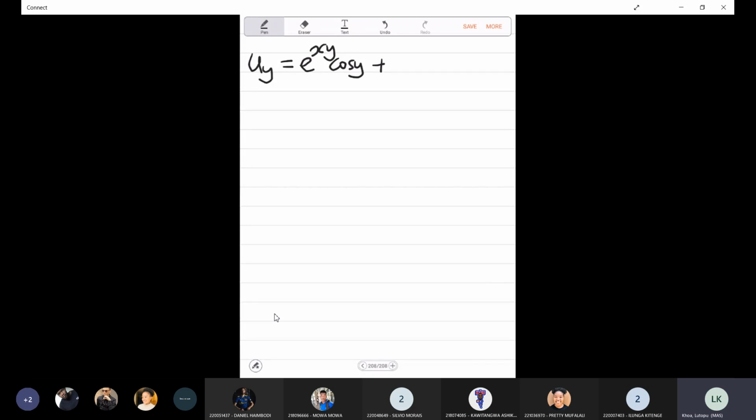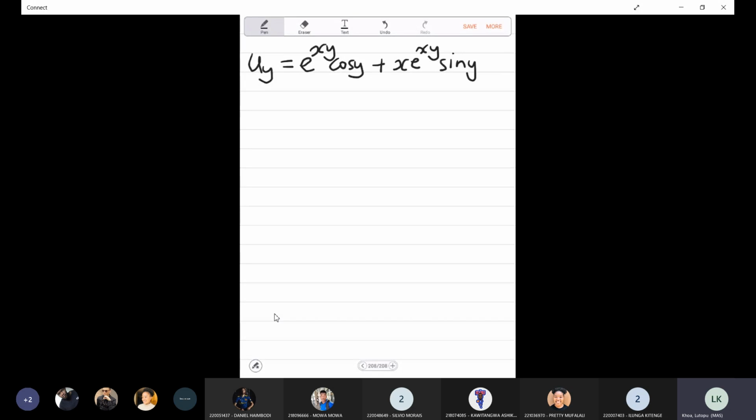We add the derivative of e to the power of xy, which is x e to the power of xy, and then we multiply by sine y as it is. Then this is our derivative with respect to y.